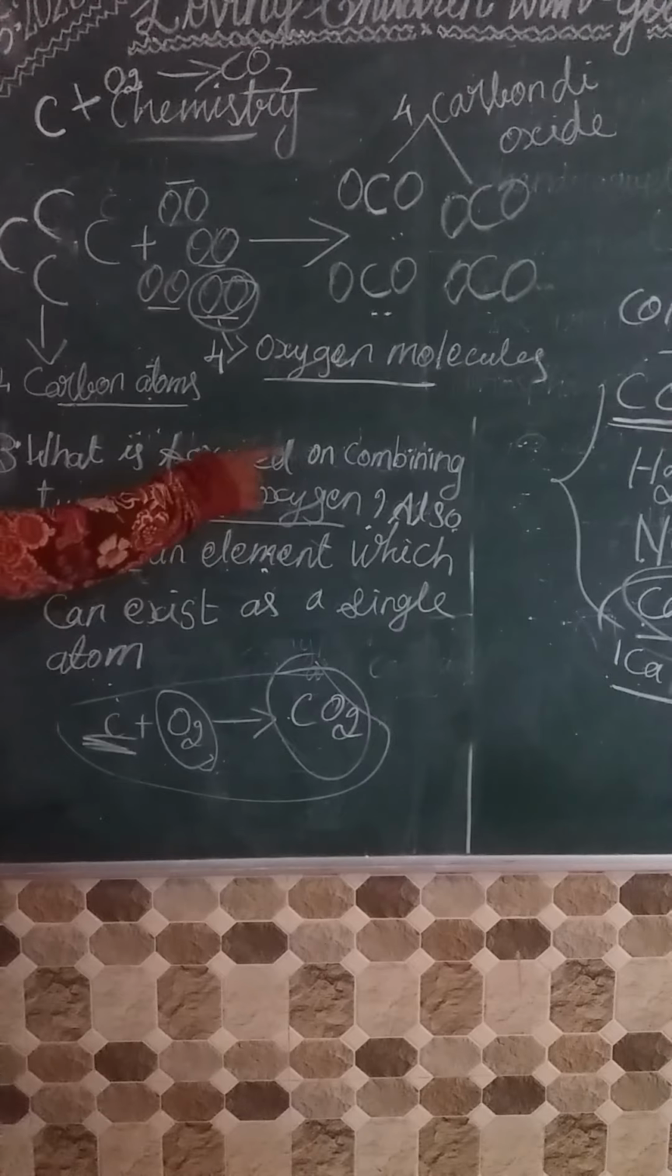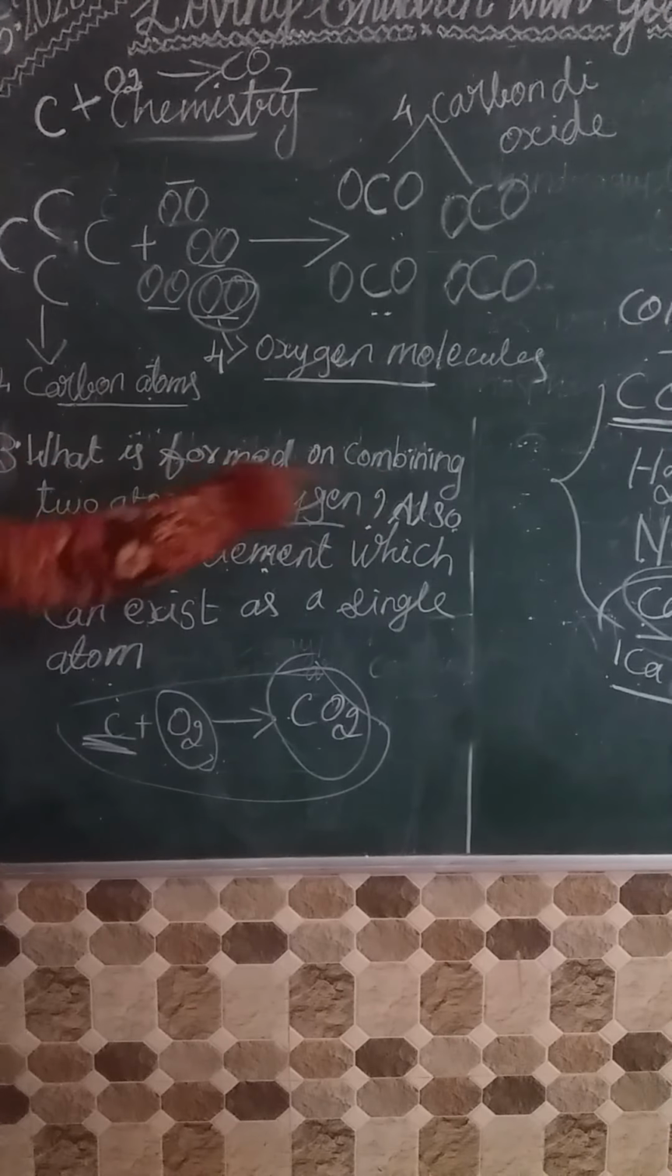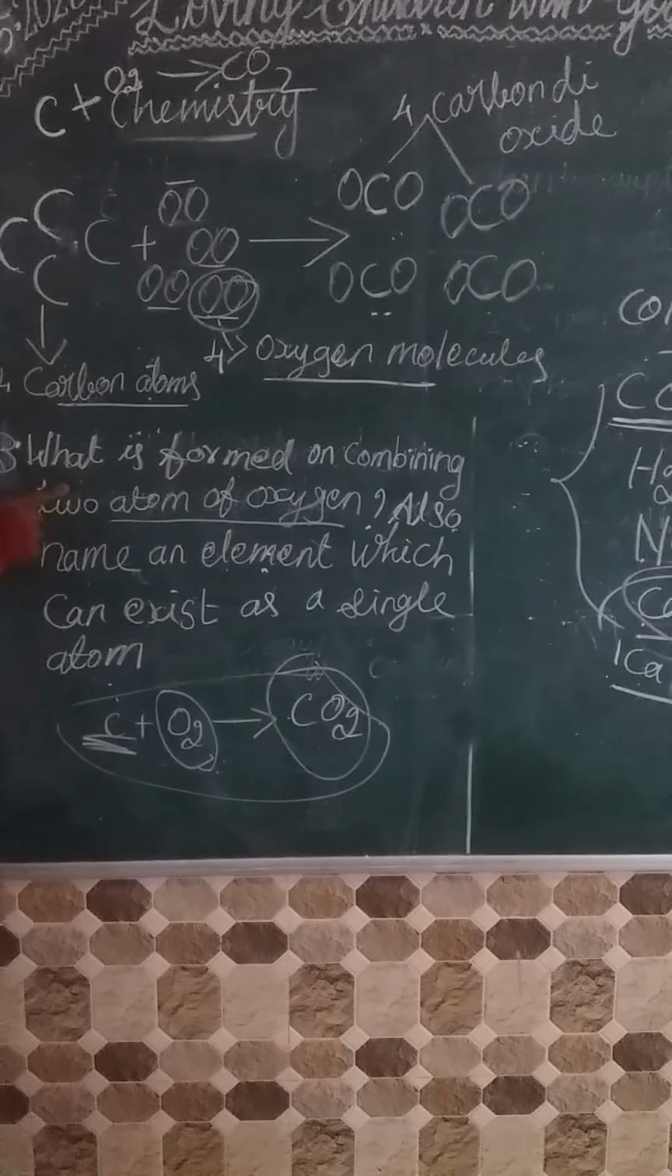So what is formed on combining 2 atoms of oxygen? The answer is oxygen molecule. Also name an element which can exist as a single atom. That we can say is carbon. Okay, so we can see in the next question.